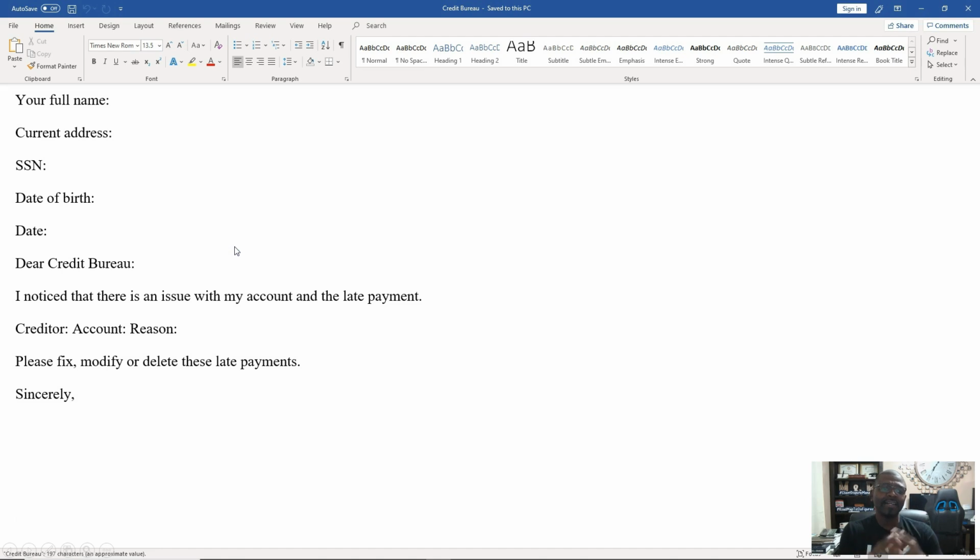Now let's take a look at this simple dispute letter. A lot of people are getting this confused. They think that when you first send a dispute letter out to the credit bureau, you have to threaten the credit bureau. You have to tell the credit bureau that you're going to sue them. You have to use all of this language. Now let me ask you a question: does the average consumer talk like that? No.